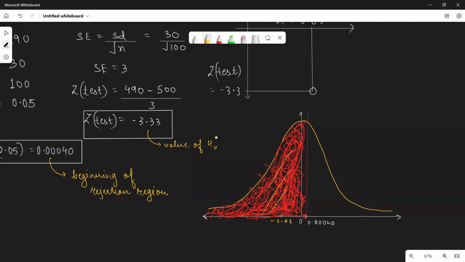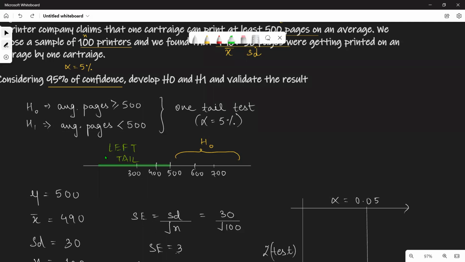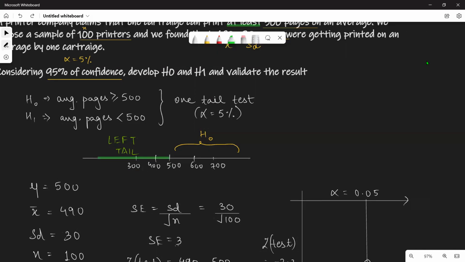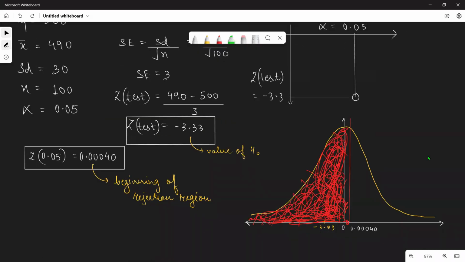So the value is inside the rejection region, because the rejection region starts from 0.00040. And why on the left side? Because it is a left tail test. How do you know that? We have calculated it right now. So the rejection region runs from 0.00040 towards the left side. And what is the value? Minus 3.33. So obviously it falls under the rejection region.